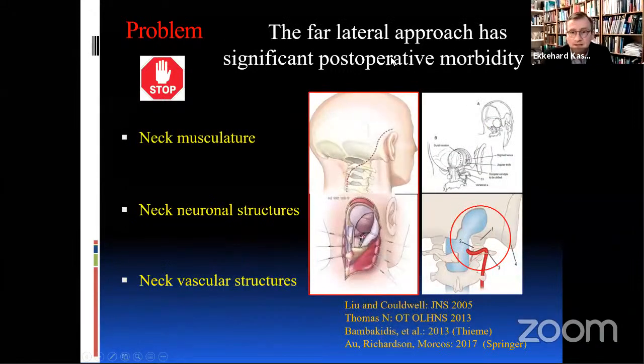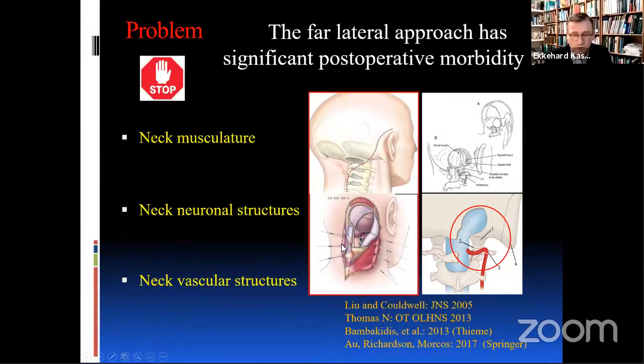Now, the far lateral approach also carries some significant postoperative morbidity, not just from an approach perspective, which is a little hard to dissect out the neck musculature, but you will encounter superficial and deep neuronal structures that are in your way, and especially variations of the vertebral artery can be in your way, and the viewing angle and window is actually quite small.